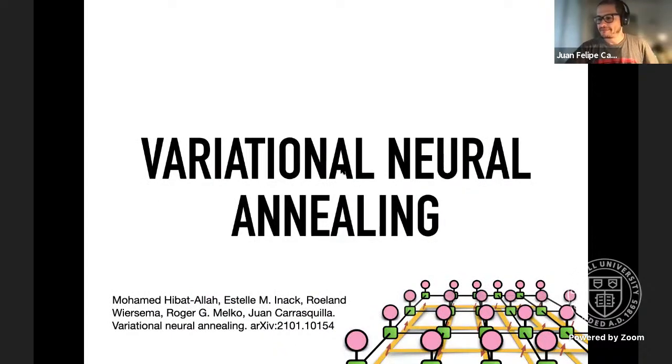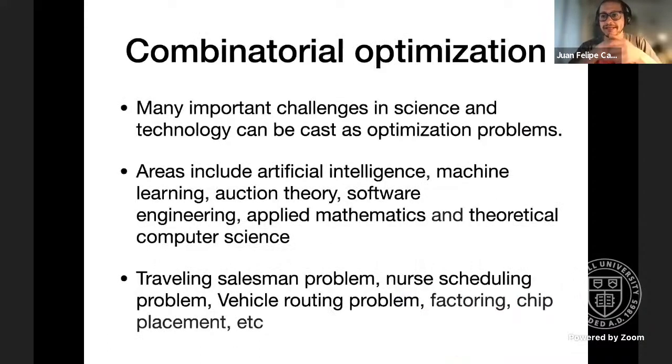Yeah. So let me finalize with this. I'm going to spend 5 minutes, if that's okay. It's variational neural annealing, one of my newest papers, again with my student Mohammed and my collaborators. The idea is that simulated annealing, quantum annealing and simulated quantum annealing are very useful to tackle combinatorial optimization, because many important challenges in science can be cast as an optimization problem. You find this everywhere: in artificial intelligence, machine learning, auction theory, software, applied mathematics, theoretical computer science and math.